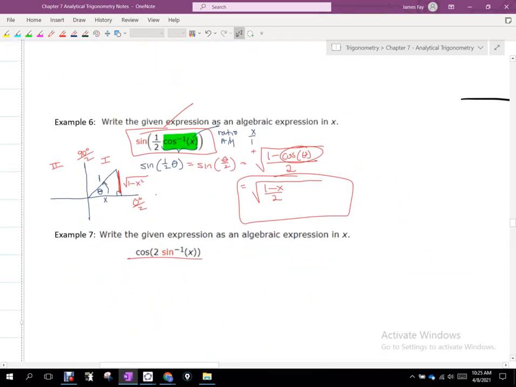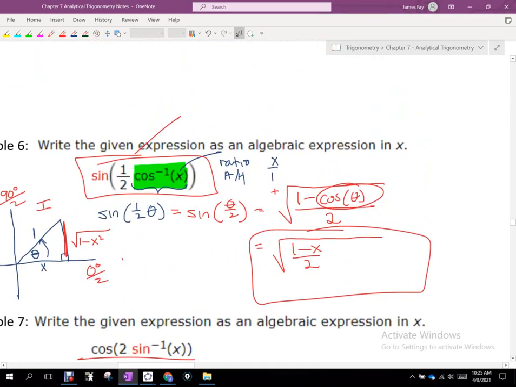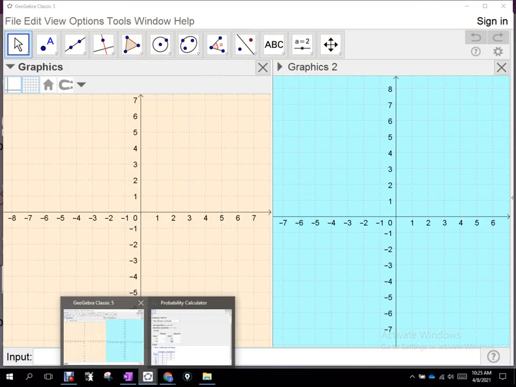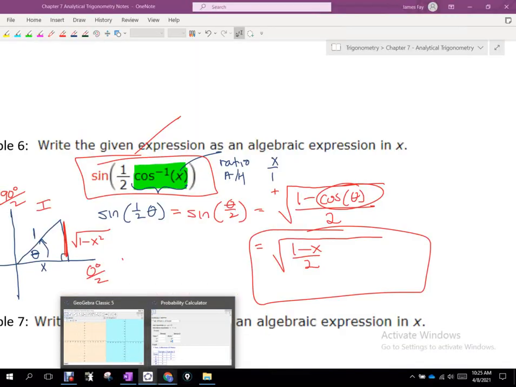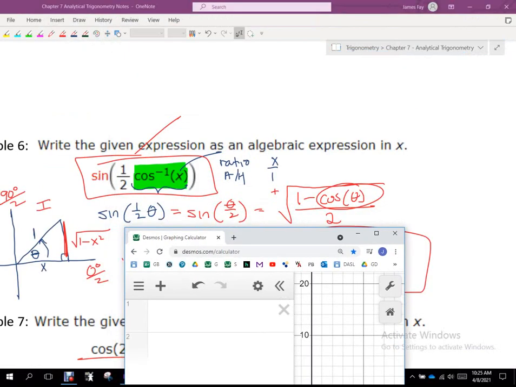Before we go on to trig equations, so we were talking about one half cosine inverse x being that inner function, then we'll take the sine of that. So if I were to type that into Desmos, now just think about this real quick. Because it's a nested function, I'm only going to get an angle back out of the cosine inverse of x if I use x values that are appropriate.